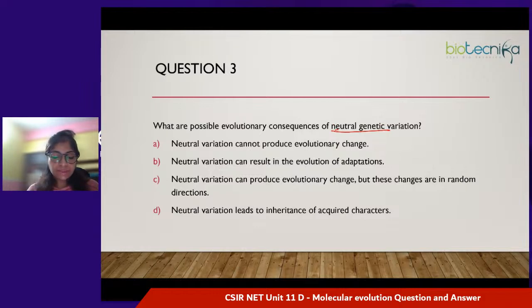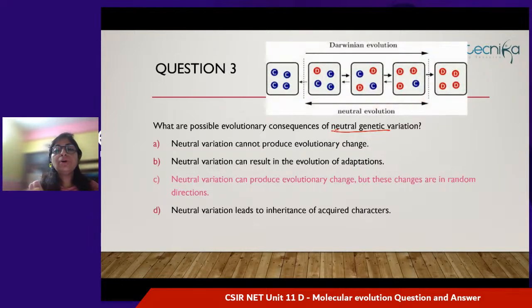Yes, absolutely correct. All of you have given the correct answer: neutral variation can produce evolutionary change, but these changes can be in random direction. So let's do a quick comparison of Darwin's evolution by natural selection and neutral evolution. Darwin's theory of natural selection says that randomly there will be variation.